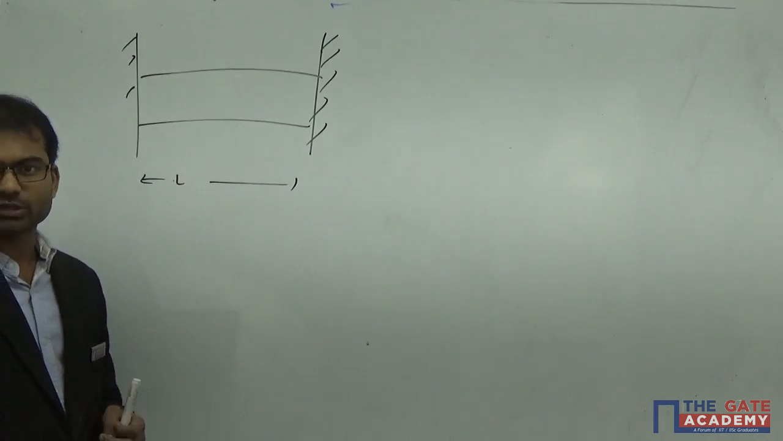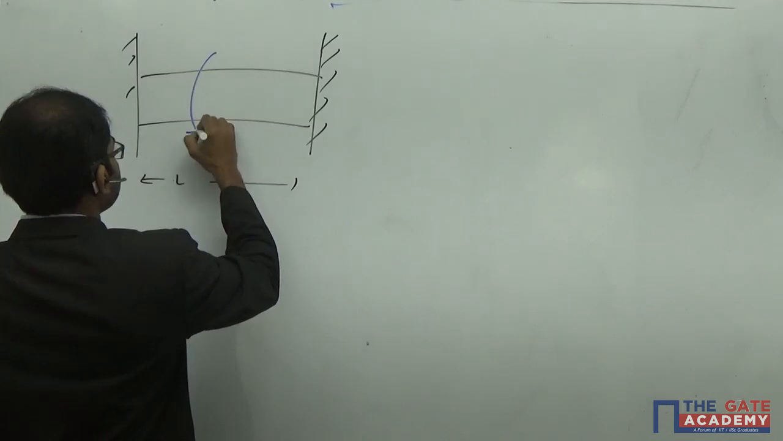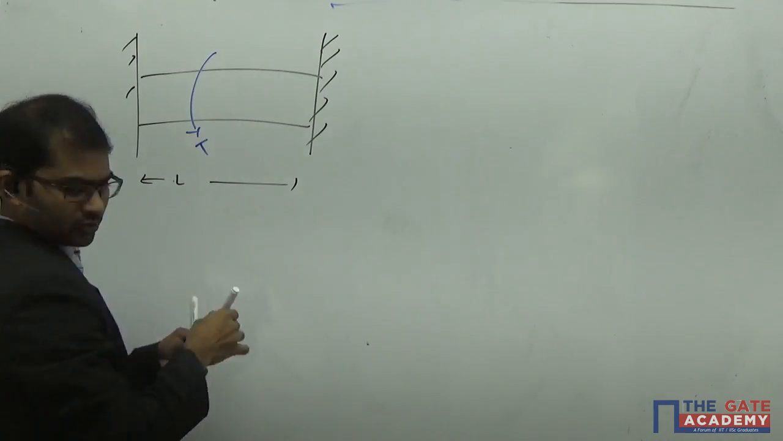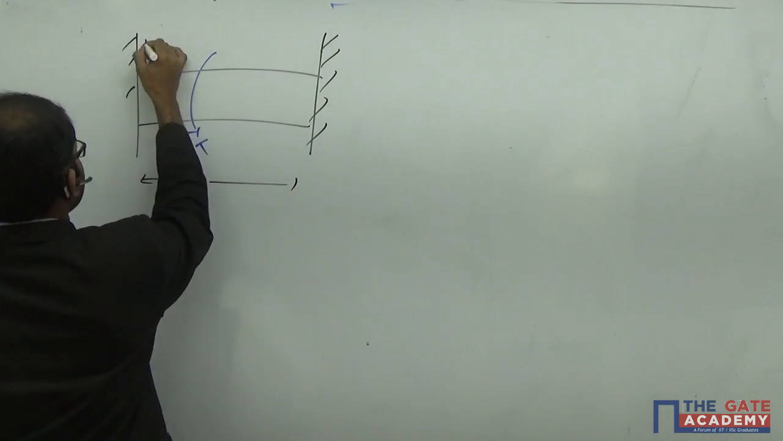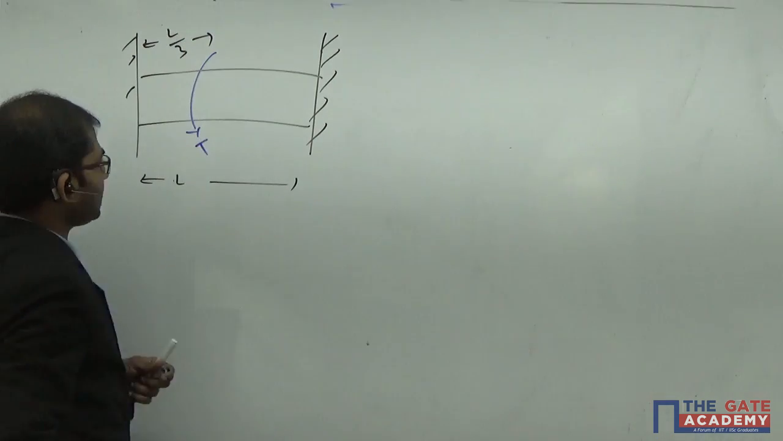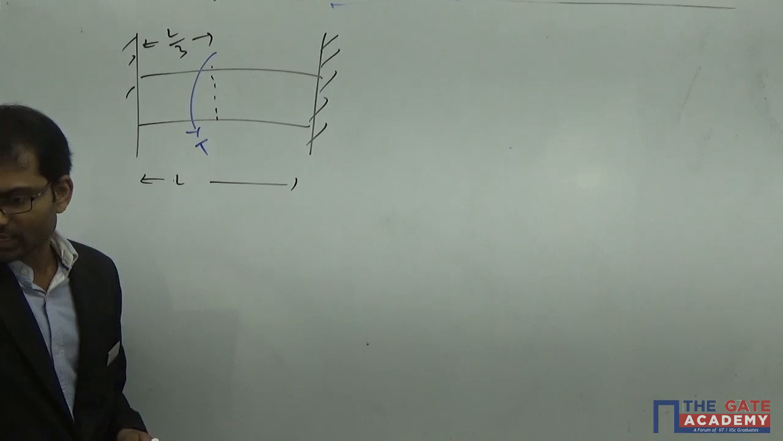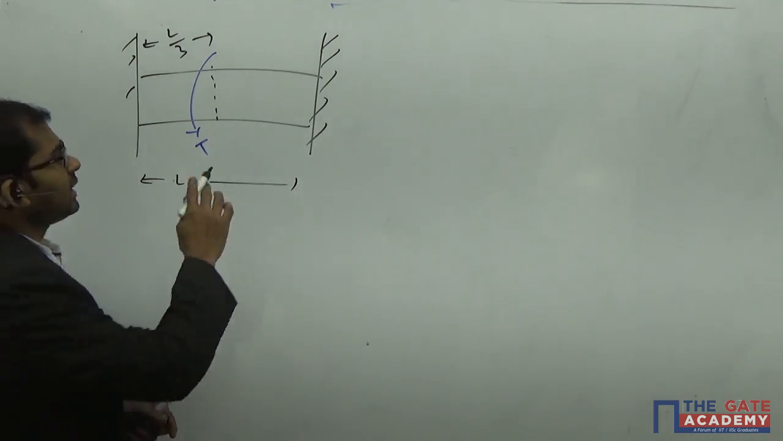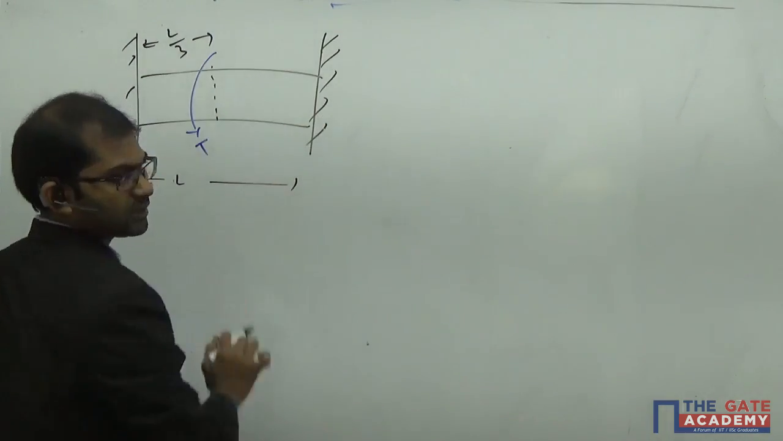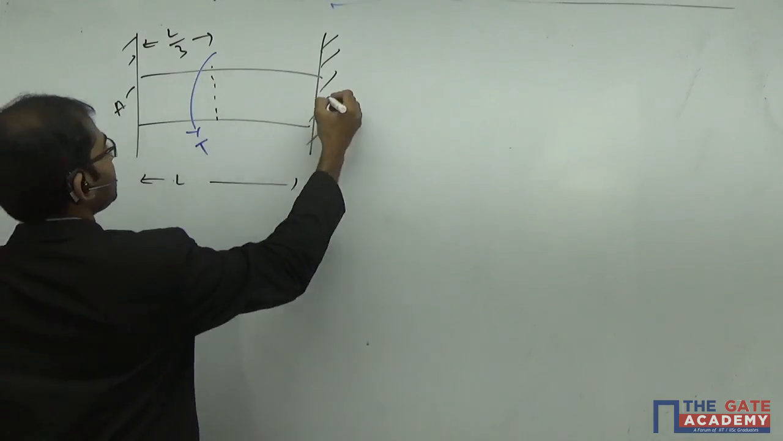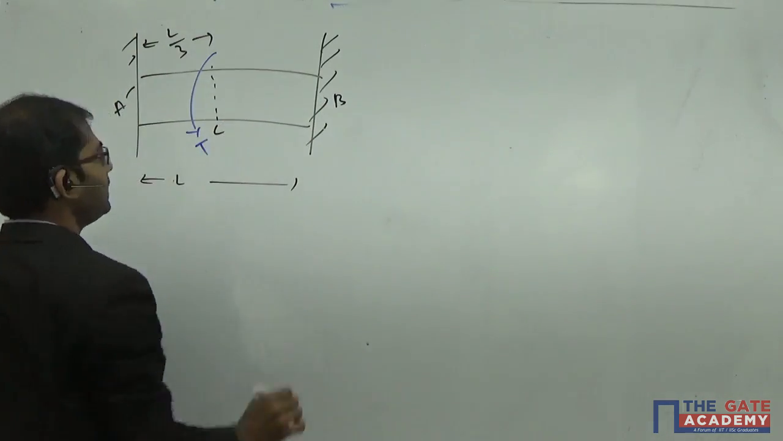The direction of the torque is not given, so let's take the torque as a positive torque itself. So at a length of L by 3 from one end, the torque T is experienced here. Now, what is the reaction torque at the other end of the shaft? So what is the reaction at this part here? Understand? You take this section as A, this section as B, and this section as C here.